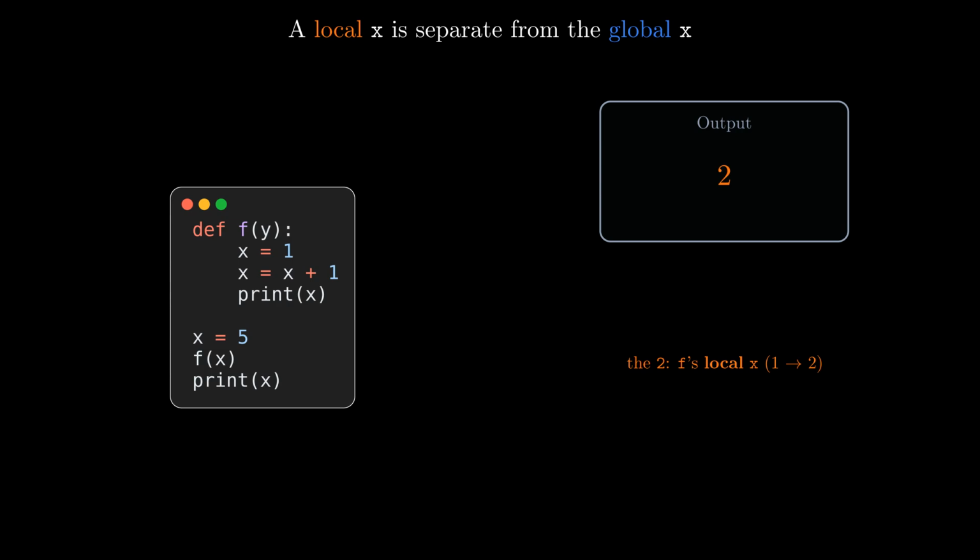The function ends, returning none, and its scope vanishes. Back in the main program, print x shows the global x, still 5. So the output is 2, then 5. The local x never touched the global x.